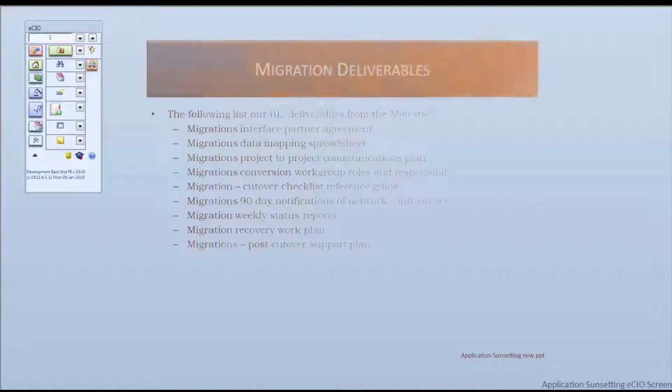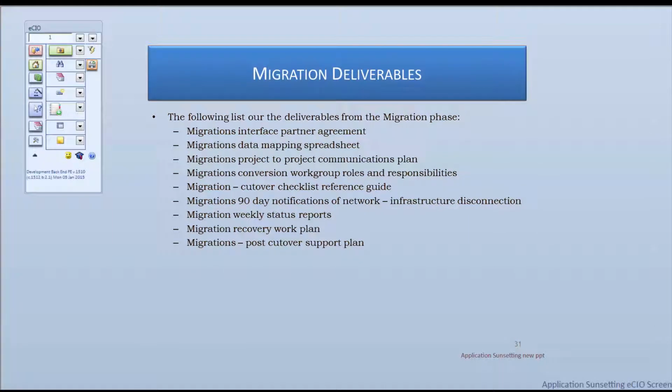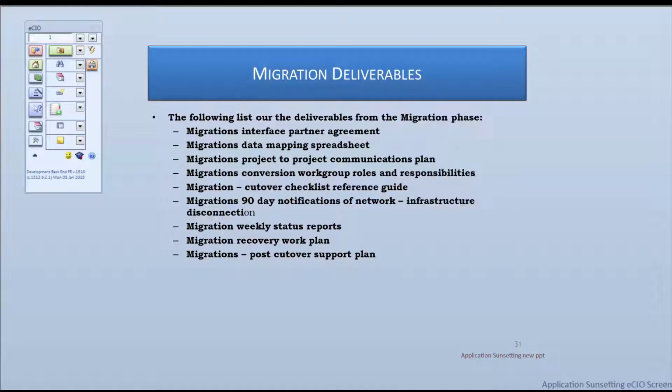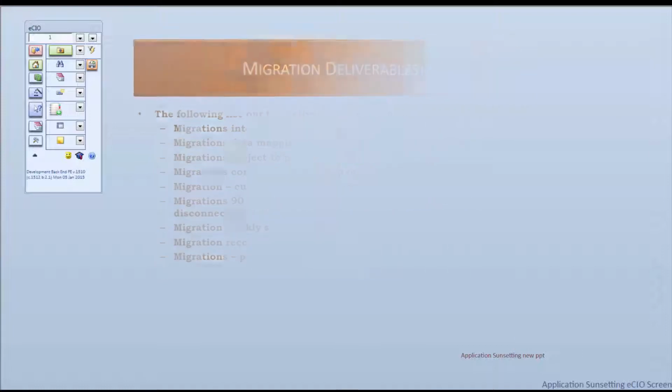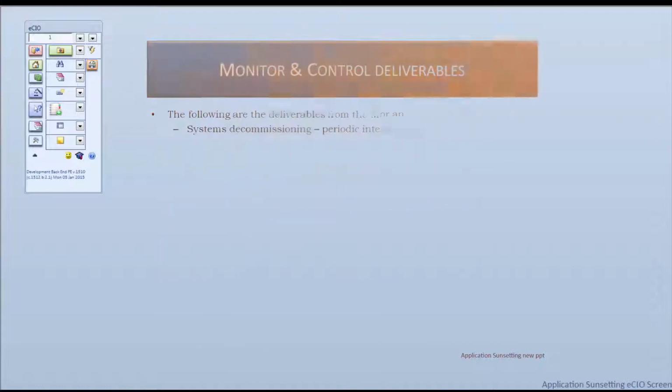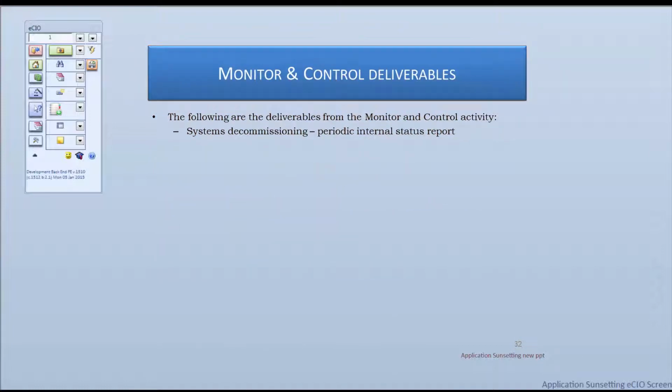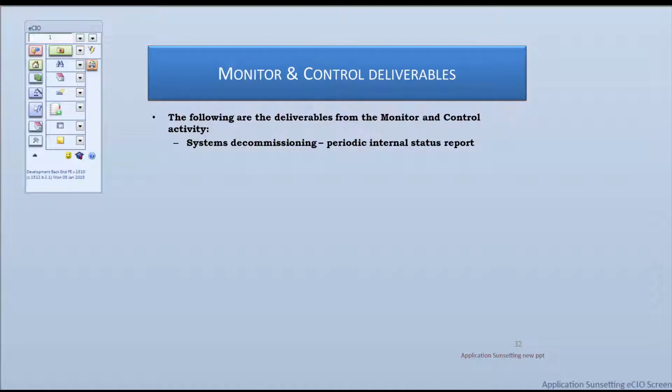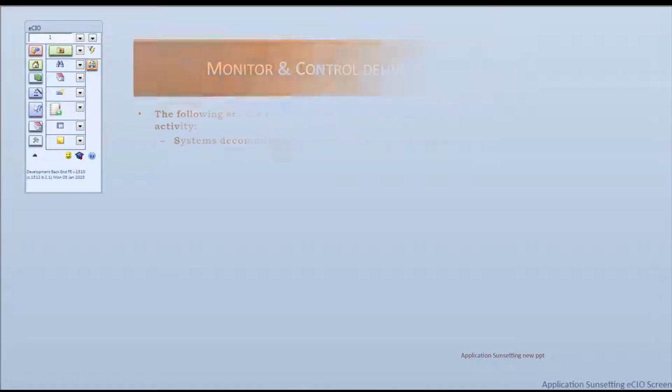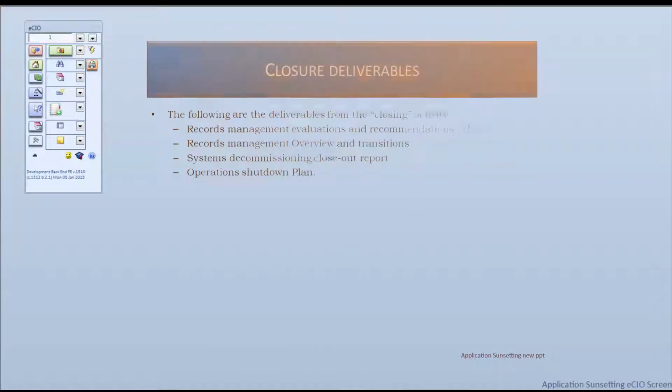Systems of record, notifications, like within that one. Migration deliverables, just a little bit on what those are about: communications, cutover plans, support plans, post-support plans. Monitor and control, so that's your status reports. In some cases you may want to put in report cards, scorecards, etc., just to illustrate progress on that one.